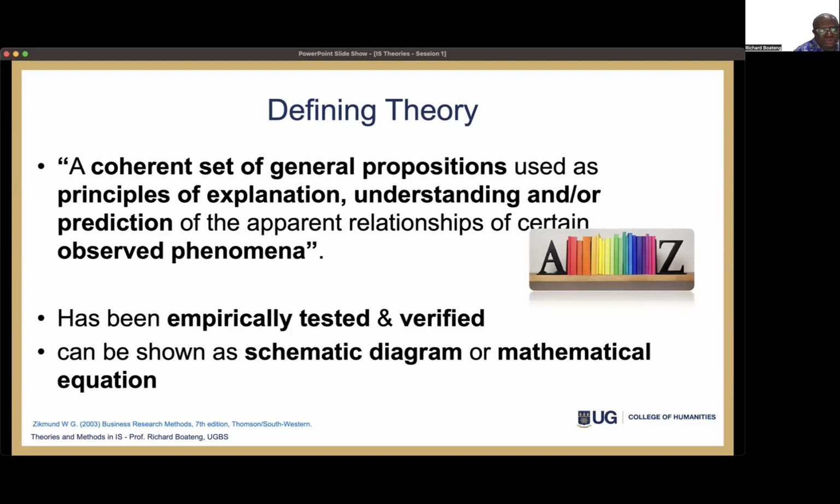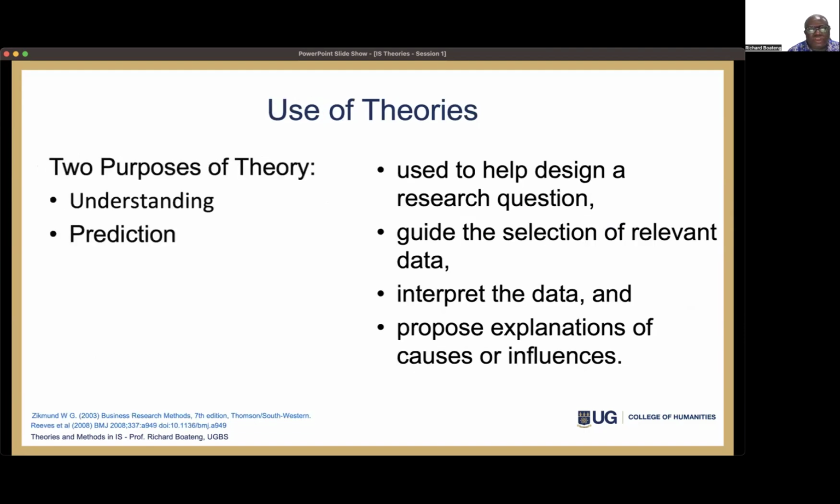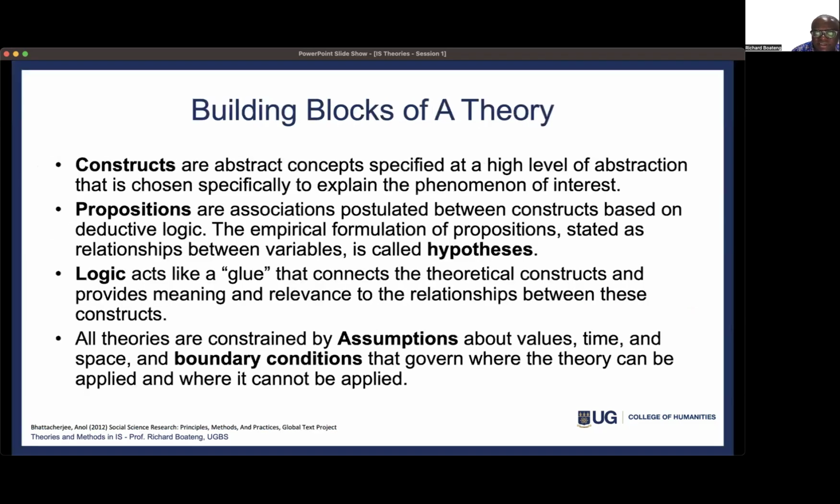Now, a very good theory is also empirically tested and verified. The phenomena that we are going to try to explain, we have studied for some time, and we are saying this is the best way to approach it. So the two purposes of a theory are understanding and prediction, which I just mentioned in the previous slide: to help design the research question, guide the selection of relevant data, interpret the data, and propose explanations of causes and influences.